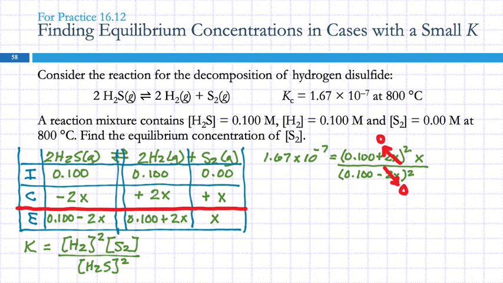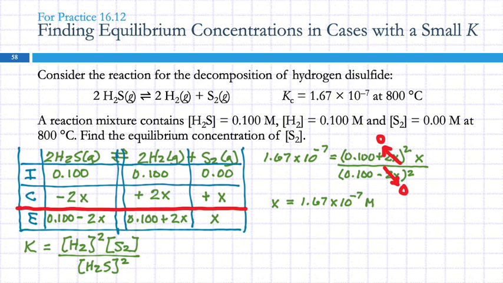So now what do we have? We just have x, right? This is 0.1 squared divided by 0.1 squared. Those cancel out. How convenient. So we end up with x is equal to 1.67 times 10 to the minus 7. That'd be molar. So that was easier, right? It's almost no algebra.